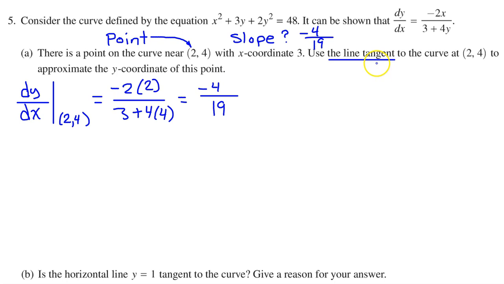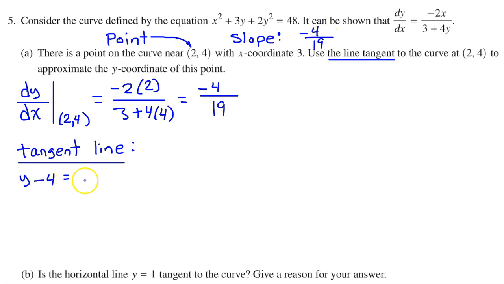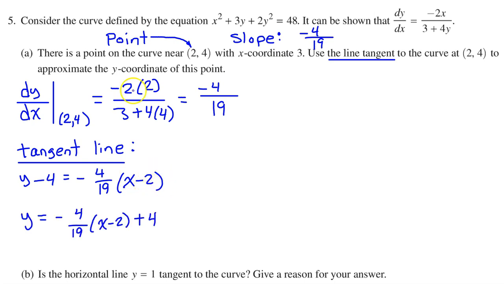Now we can write the equation of the tangent line. Using point-slope form, the equation of the tangent line will be y minus 4 is equal to the slope, which is negative 4 over 19, times x minus 2. Since we are supposed to use this tangent line to approximate a y-coordinate, it's probably best if we get y by itself. So let's add 4 to both sides, giving us this.